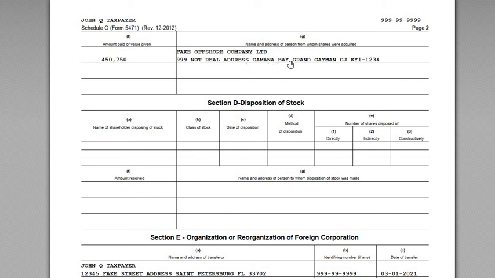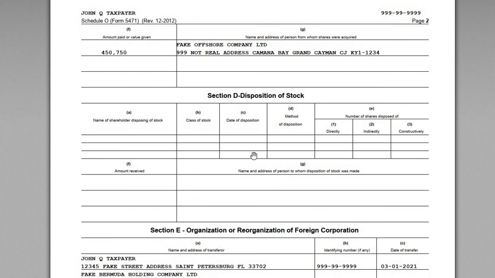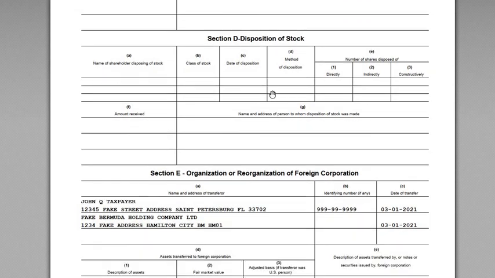Where this would be different is if he bought it from a third party, right? So if there was already another shareholder and then John came in a couple years later and bought the stock directly from that shareholder, then you would have the name of the shareholder here, right? So he acquired them from another shareholder. And then the total amount paid or value given, that's the portion of common stock amount and then the APIC, right? The additional paid in capital that John put into the company. So that's the $450,000.